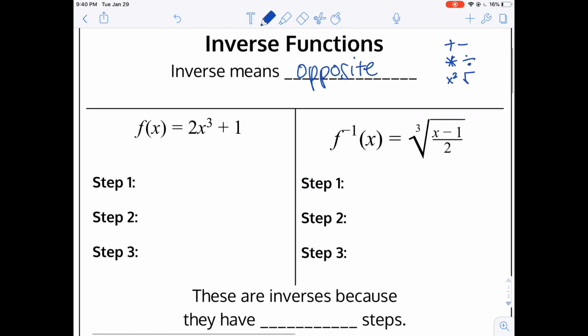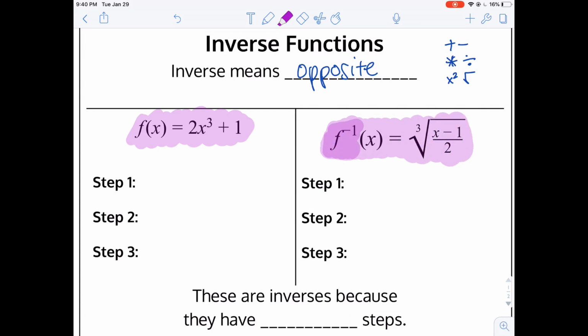So we're going to take a look at two expressions or functions here. We have the f of x function, which is here, and then we have its inverse. The way that we write the inverse is f negative 1 of x, which is kind of weird. We pronounce it as the inverse function.